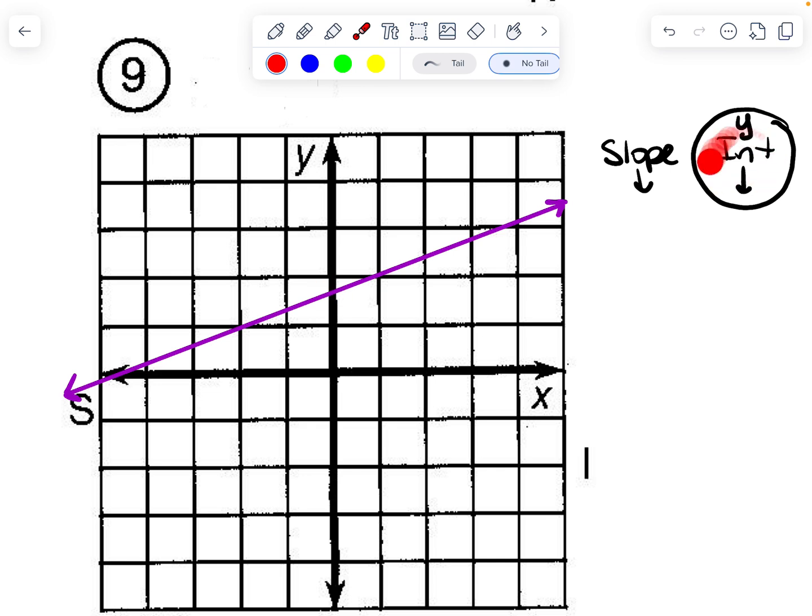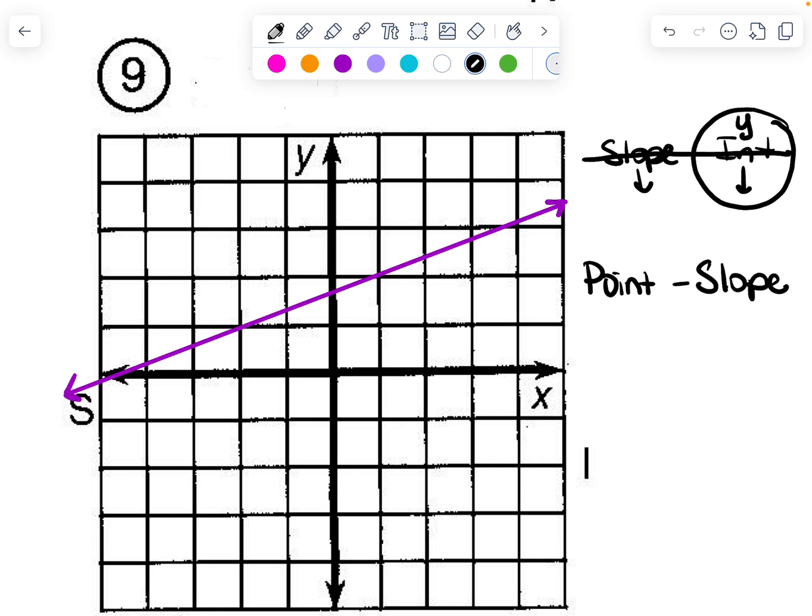I don't know that. And if I don't know that, then I cannot write it in this format, because slope-intercept form requires me to know the intercept. If I don't have the intercept, I can't write it in that format. So instead, I'm going to write it in point-slope form. All right? So in order to write point-slope form, I need a point and I need a slope. So I'm going to pick 2 points on there. I don't know which ones look good. This one looks pretty nice, and this one looks pretty nice. So I'm just going to go with that.